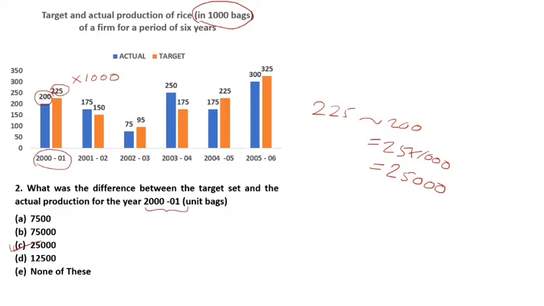Target and actual production of rice is given in 1000 bags. So all these values are 175,000, 200,000, 225,000. Whatever answer we get, everything should be multiplied by 1000. Kindly note it. Then let us go to the next question.